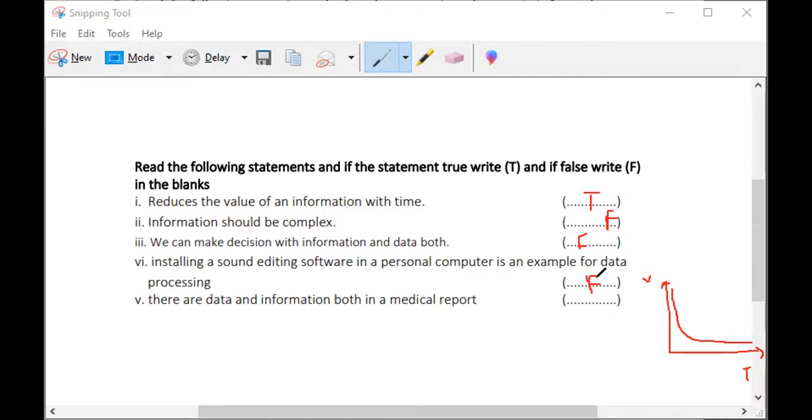There are data and information both in a medical report. In a medical report, you can have data as well as information. So your symptoms can be data. But after diagnosing your illness, fever, corona, whatever it is, that is information. That is true. Okay, we'll go to another type of question.